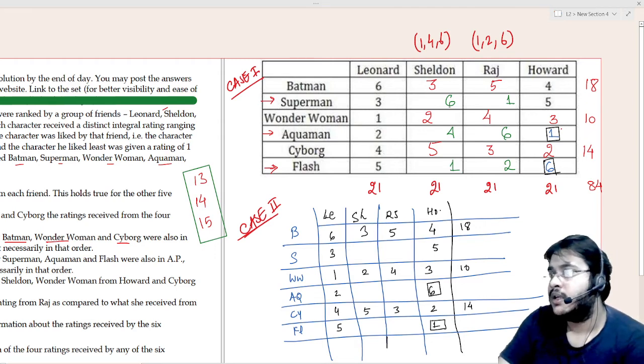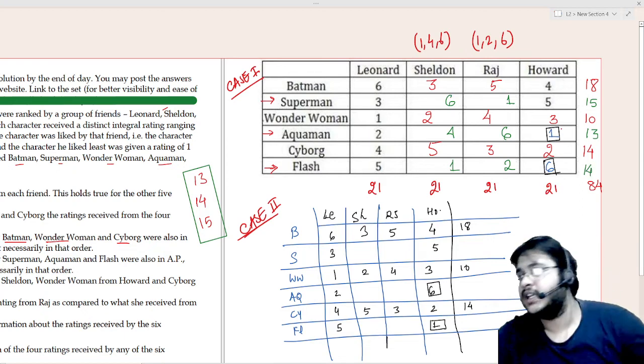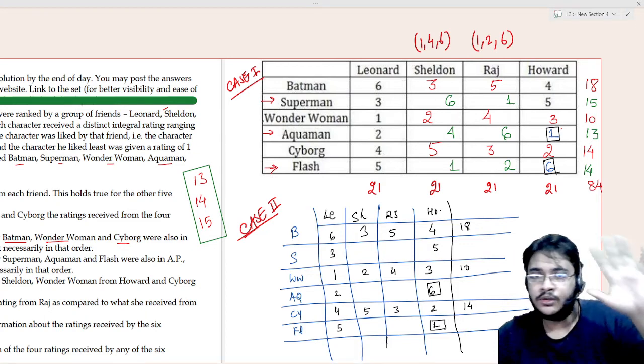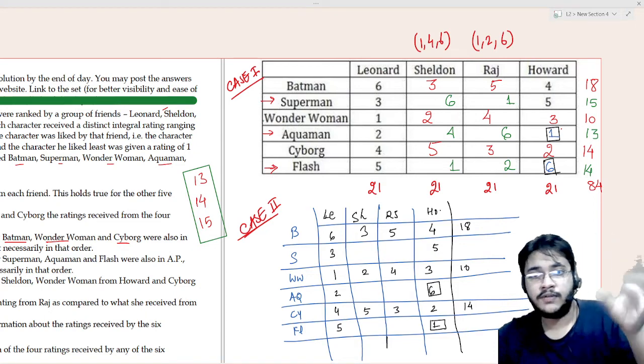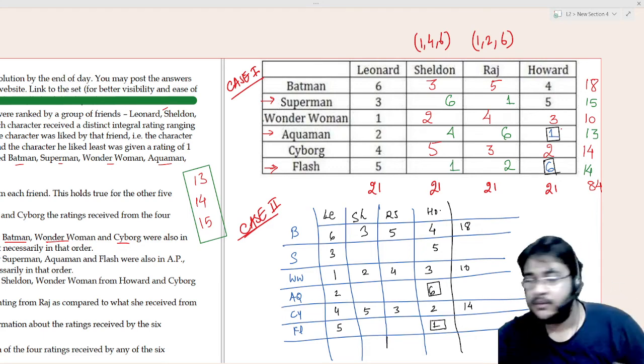final. So 9, 10 and this one is 15. 6, 12 and this one is 13. 6, 12 and this one is 14. So one case I have been able to solve with this particular arrangement, making sure that the summation of Aquaman, Superman and Flash comes out to be 13, 14 and 15.